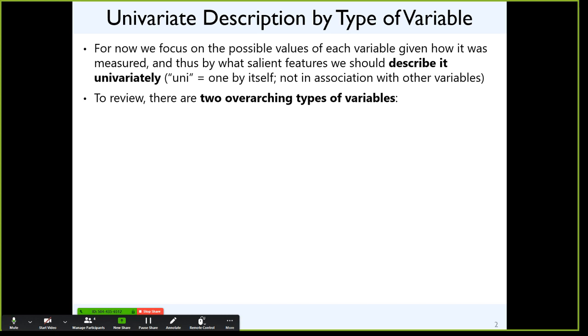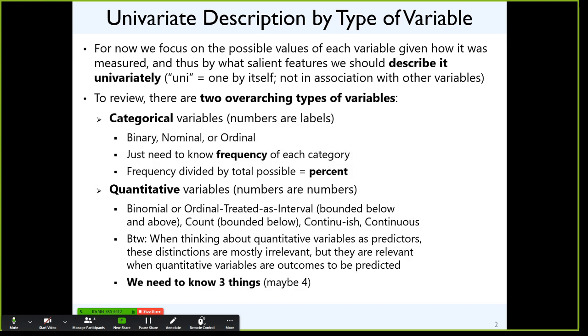The other overarching kind, besides categorical. Quantitative. Yeah, quantitative or not categorical, in which the numbers are numbers. So in that case, kinds of quantitative, the distinctions among these matter far more when the variable is an outcome than when it's a predictor. But we had a couple examples: binomial, rates and proportions, or any kind of variable that has a natural boundary above and below. Counts, which have a natural boundary at 0. You can't have a negative count. And things that are continue-ish, meaning we treat them as if they're continuous and quantitative, even if they don't have intermediate values.